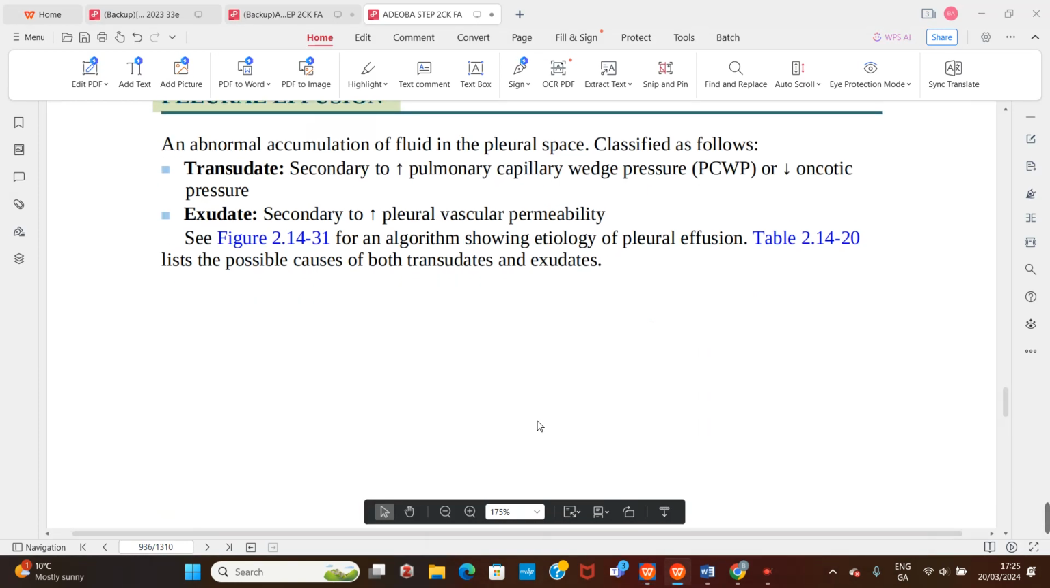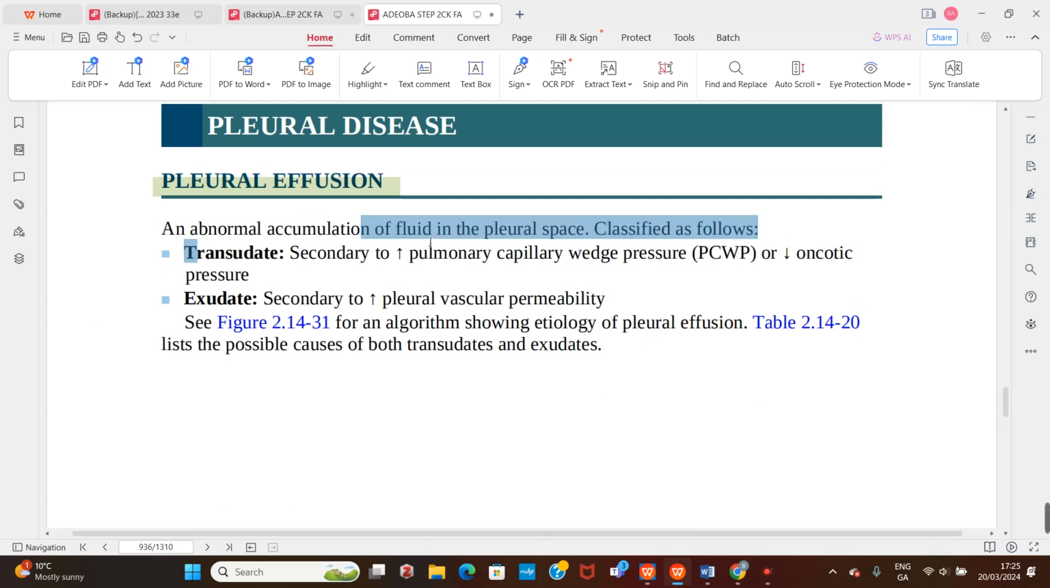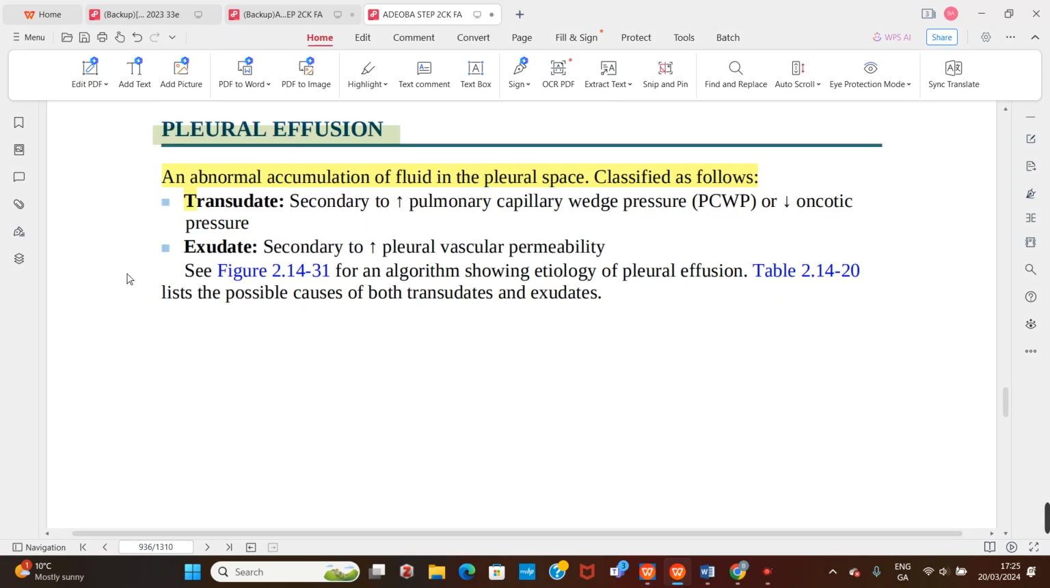Okay, so pleural effusion is just abnormal accumulation of fluid in the pleural space. We know the pleural space is just the space in between the visceral and the parietal pleura. So we can classify it into two, the transudative and the exudative fluid. The pathophysiology of transudate is imbalance between oncotic pressure and hydrostatic pressure.